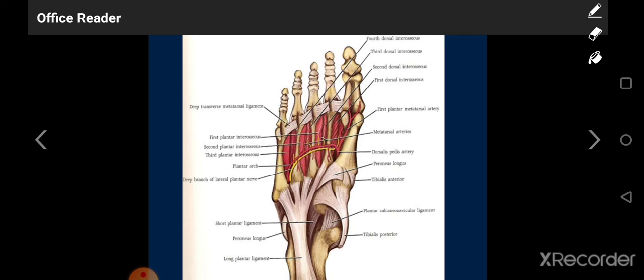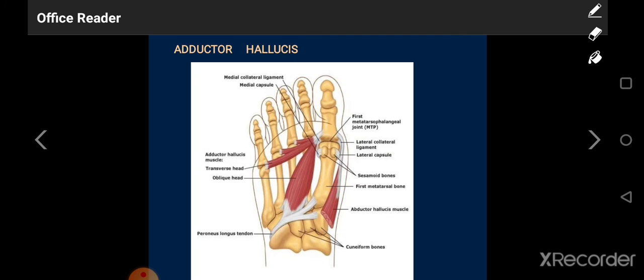These are the plantar interossei in the foot. This is adductor hallucis in the foot.